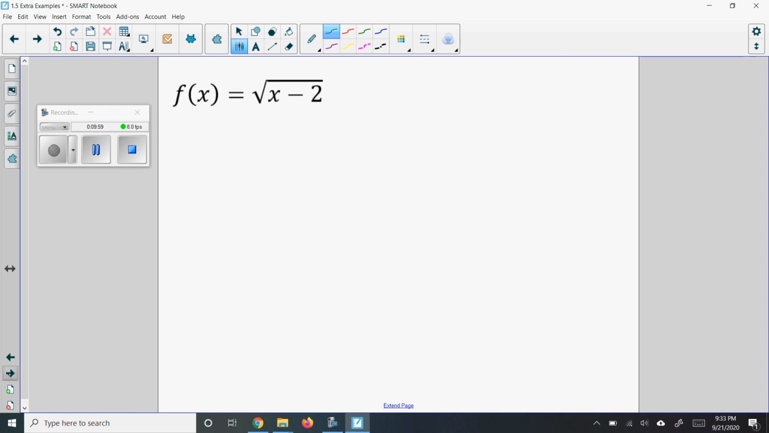Okay, what's the parent here? The parent is the square root of x. This minus 2 is on the inside of the square root. That means that it is going to affect the x's. And remember, inside is opposite of your intuition. So this corresponds to right 2.